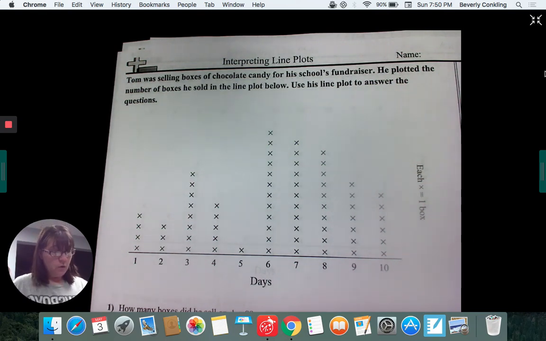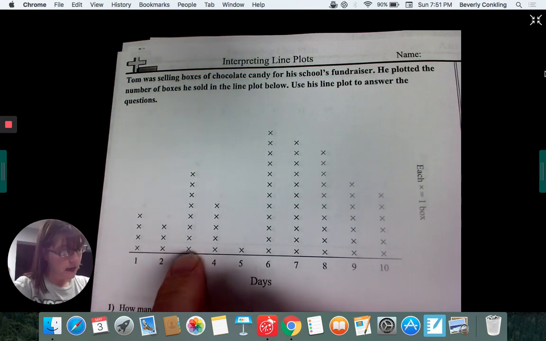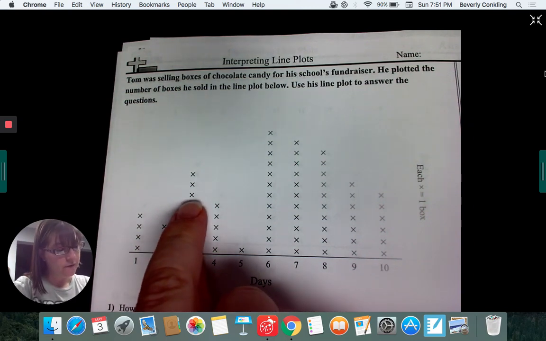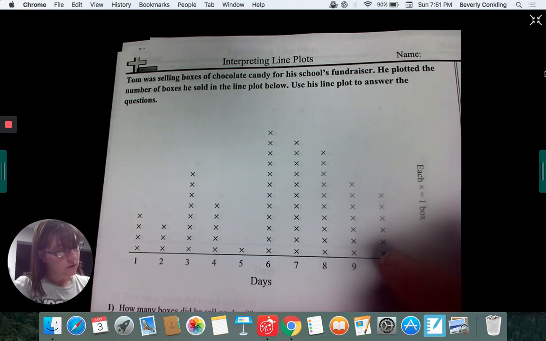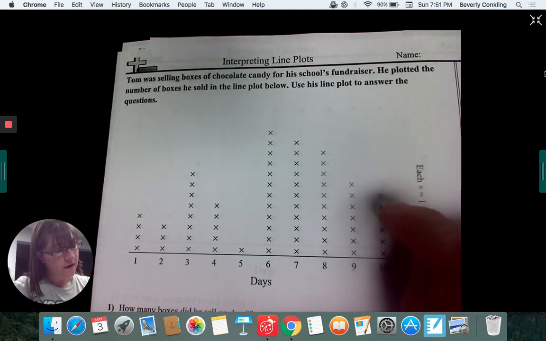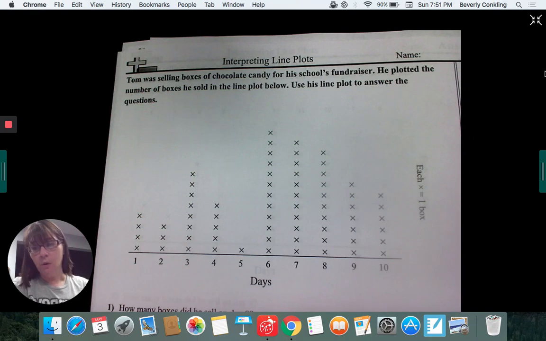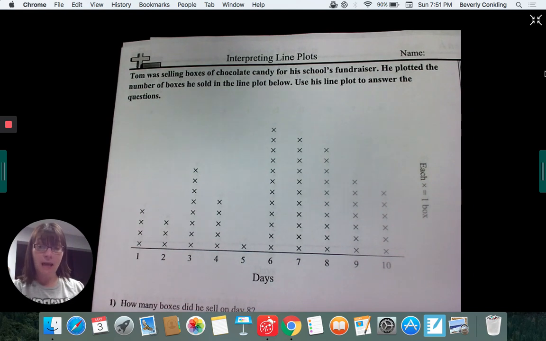If I want to know what is the combined amount of boxes that he sold on day 3 and day 10, okay, well, day 3 he had 1, 2, 3, 4, 5, 6, 7, 8. And day 10, 1, 2, 3, 4, 5, 6. So 8 plus 6 is 14. So the combined amount he would have sold on days 3 and 10 would be 14.